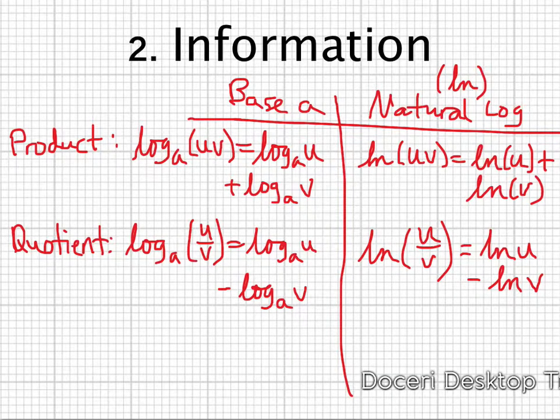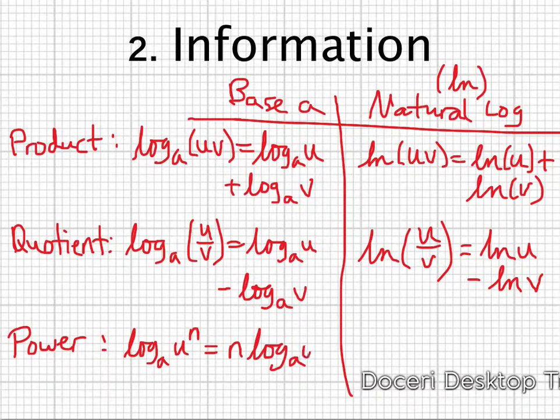And then our last property here is the power property. And it's kind of what you think of. Inside the logarithm, I have a power, another exponent. So if I have a log base a of u raised to an exponent n, that's the same as n times the log base a of u. And it works just like magic on the natural log as well. If I have the natural log of u raised to the n power, that's the same as n times the natural log of u.